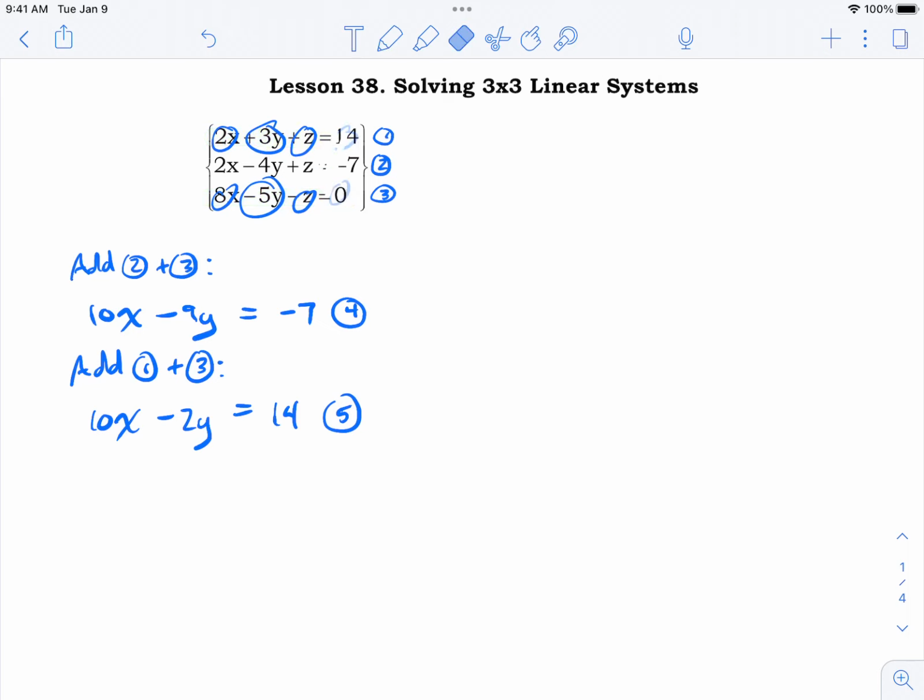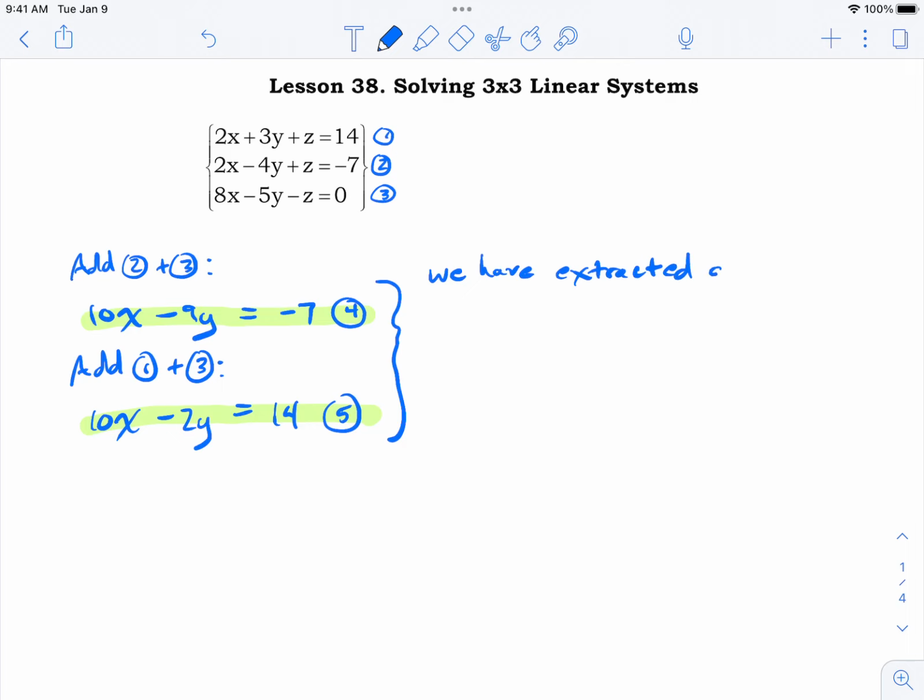So I'm going to clear this up a little bit so it doesn't look so nasty. Okay, cool. So I got rid of z, and then I got rid of z from a different pair of equations. Now look what we got here. You've got an equation with x and y. You've got an equation with x and y. What I like to say is that we have extracted a 2 by 2 system. We have extracted a 2 by 2 from the given 3 by 3. So we started with a 3 by 3, but with a little bit of footwork, now we've got a 2 by 2, and we know how to solve those.